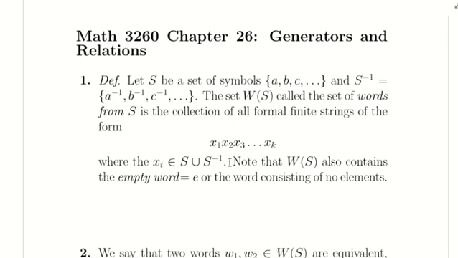So first things first, I'm going to talk about the formal way that we create elements from a group from a generating set. We take S to be a set of symbols, and S inverse are all those symbols with little negative ones as a superscript. In other words, those are the inverses. Then we can define what's called the set of words.